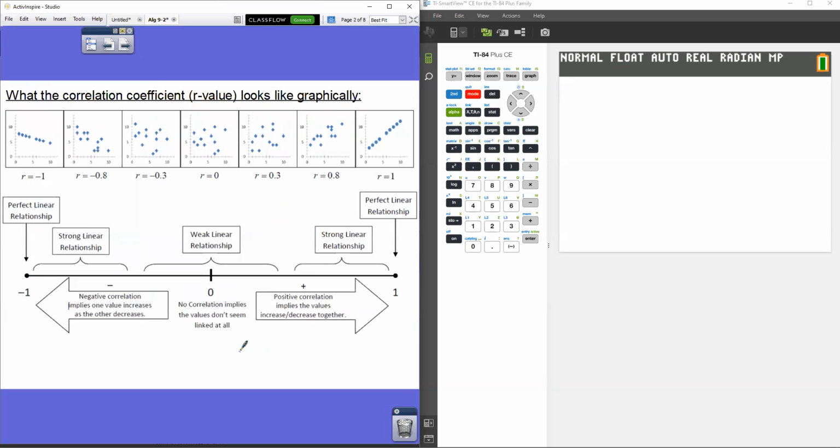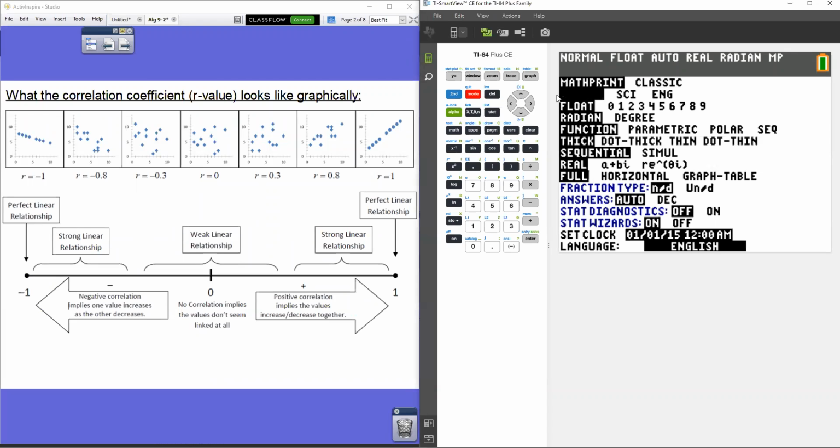So there's different kinds of correlation coefficient or R value. And this is what it looks like graphically. We learned about this before. Remember that you always have to turn on your stat diagnostics. The way that you turn on your stat diagnostics is through the mode button. Remember mode, and then you have to go all the way down to here for it to turn on your stat diagnostics. So I'm going to do that right now.